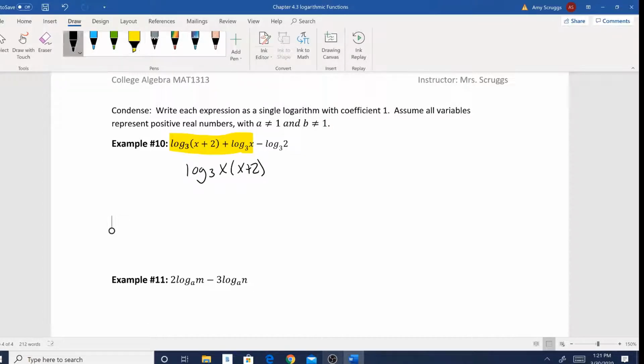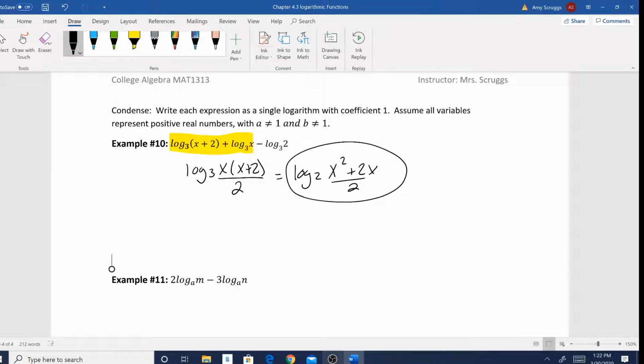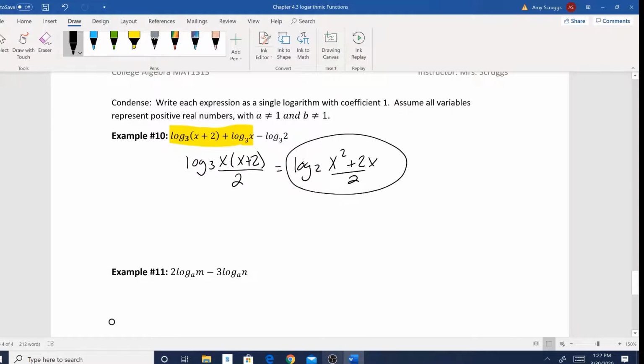So let's look at this second part. It says minus log base 3 of 2. So let's keep in mind what that means. If it's being subtracted, then that actually means that this is going to be divided by 2. Now, you're done right there. You don't really have to go any further if you don't want to. If you would like, you could distribute that x and just make it a little cleaner. So it would end up being x squared plus 2x over 2. That would also be fine, but either one of these forms is fine with me. As long as you have one log in your final answer, then you've done it correctly.